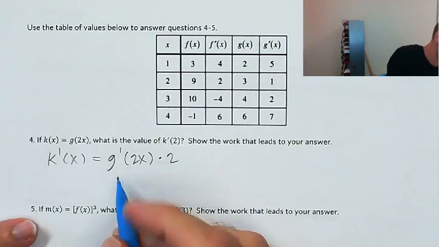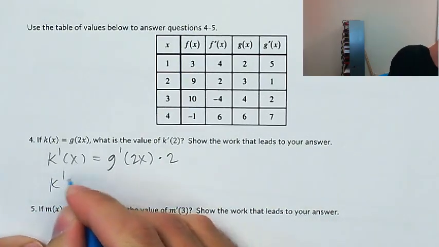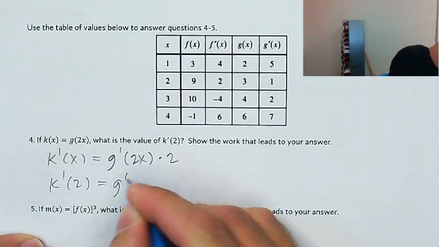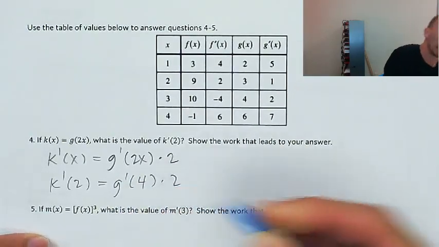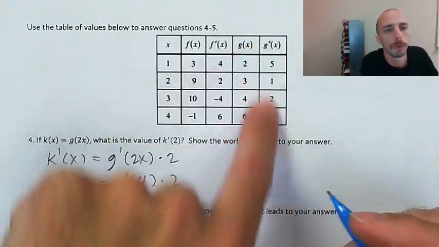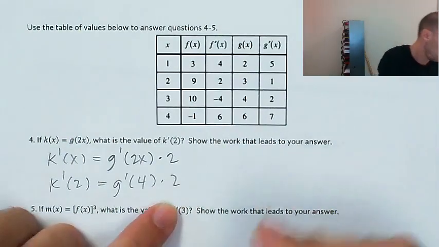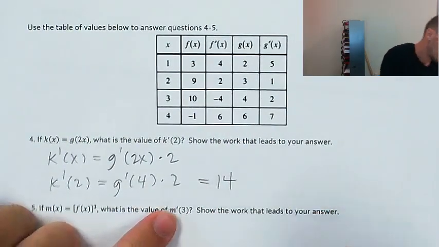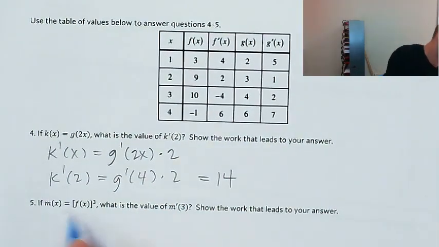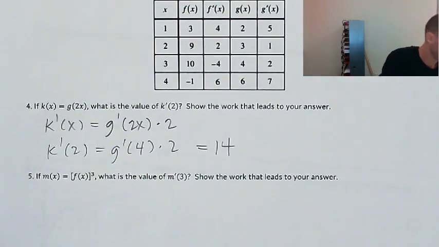And then I'm going to say, oh, just k prime of 2. Okay. That's easy enough. g prime of 4 multiplied by 2. Look up g prime of 4 from the table. That's 7 times 2. That's going to be 14. Okay. Over here, we've got more of an outside and inside, so maybe I'll do those in the eyes on this one.